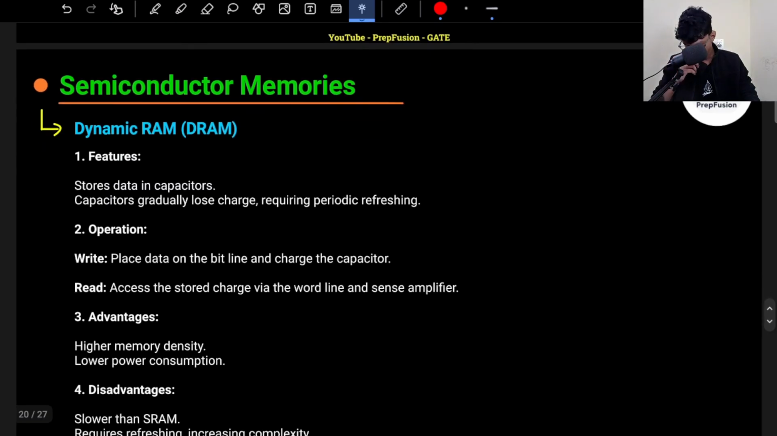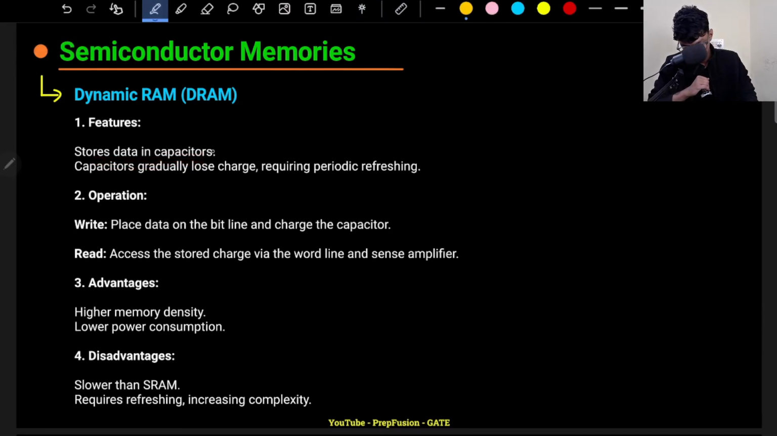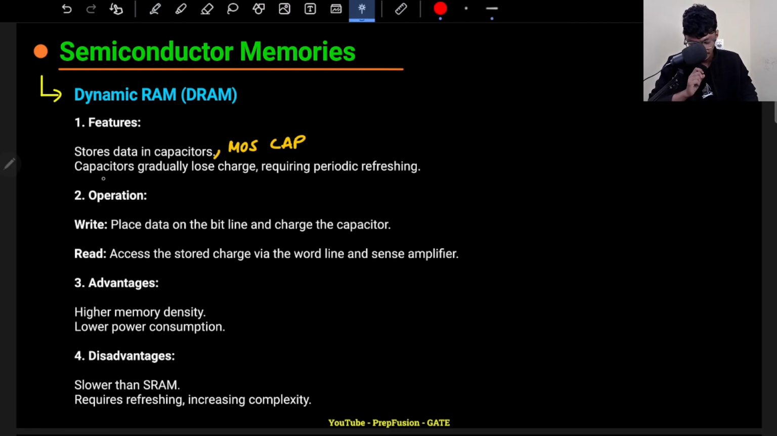Okay, now let's come to the dynamic RAM. So what is dynamic RAM? Dynamic RAM stores data in capacitors or in MOS capacitors. Obviously, capacitors can be made using MOSFETs as well. So it stores data using capacitors. Capacitors gradually lose charge, requiring periodic refreshing.